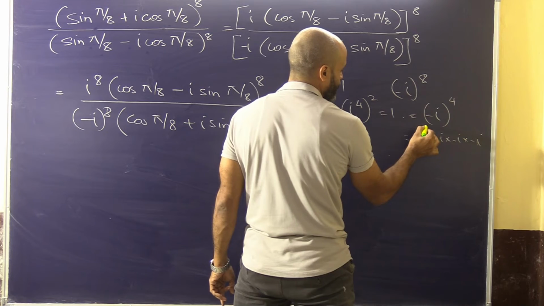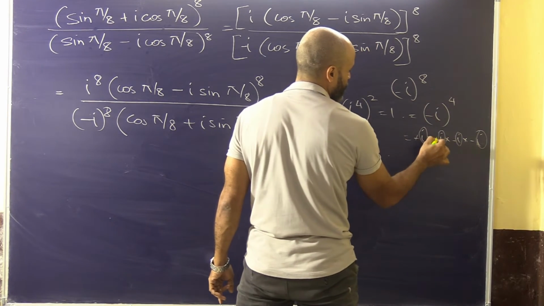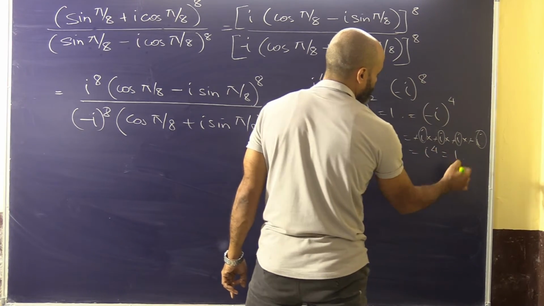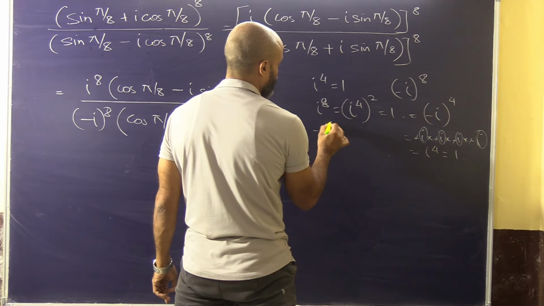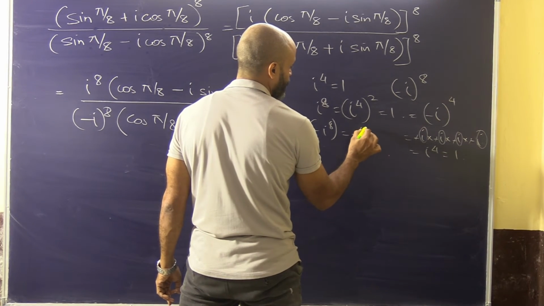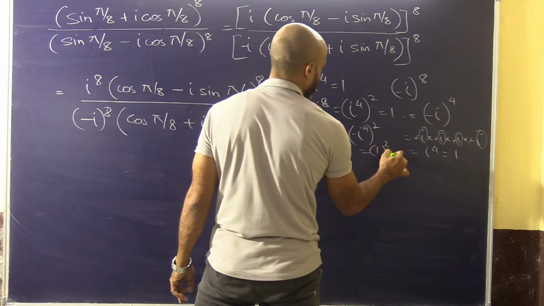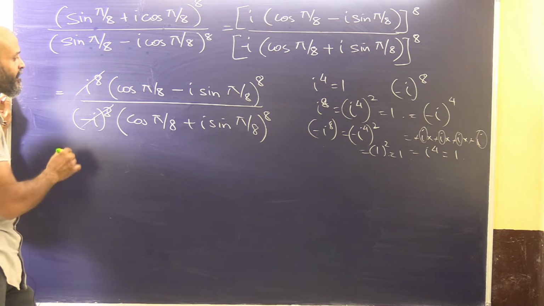So we have here i square, and this minus gets cancelled. So we will have i to the power of 4, which will be equal to 1 as well. So i to the power of 8 will give us (i to the power of 4) square, which is basically 1 square, and hence this will also be 1. So both of these will get cancelled because both have a value of 1.